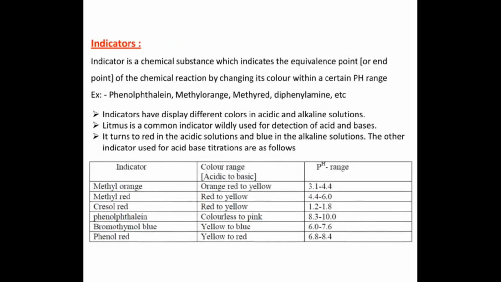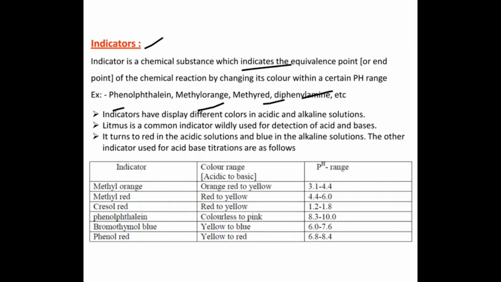So what are indicators? Indicators are chemical substances which indicate the equivalence point or end point of a chemical reaction by changing color within a certain pH range. So there will be a pH range for different indicators. One indicator and another indicator will have different pH ranges depending on the chemical substance present. For example, phenolphthalein, methyl orange, methyl red, diphenylamine. These are the indicators.